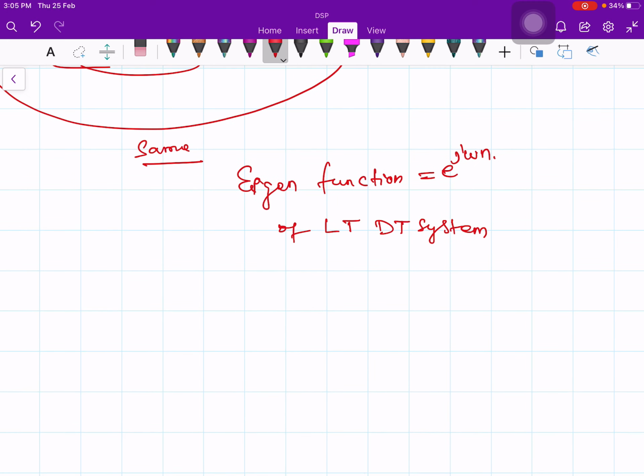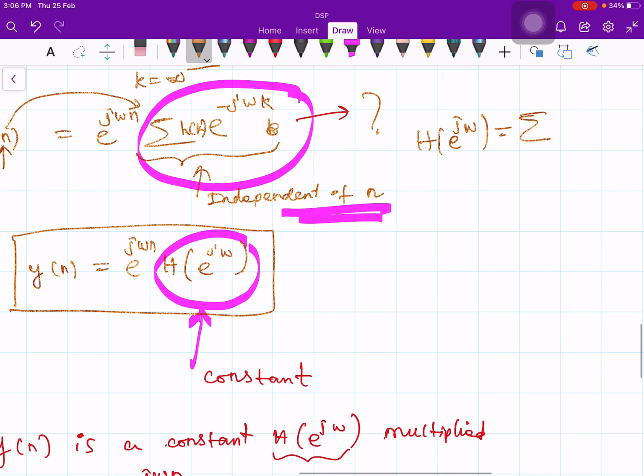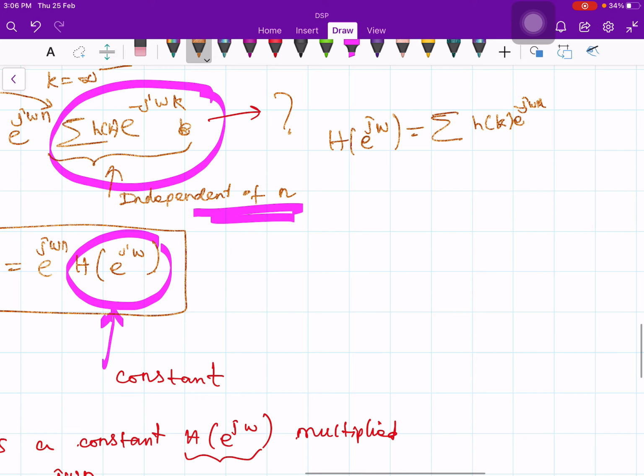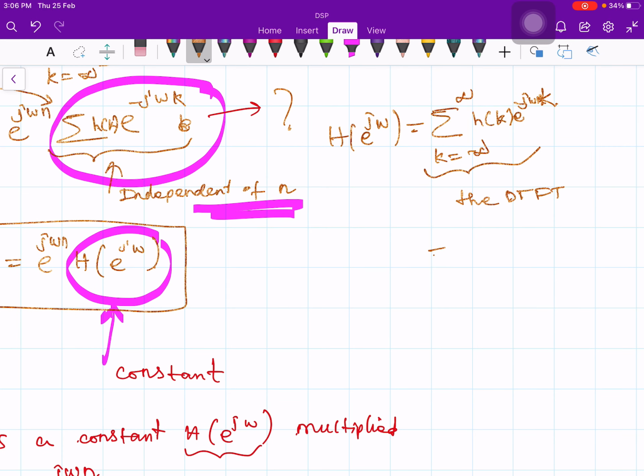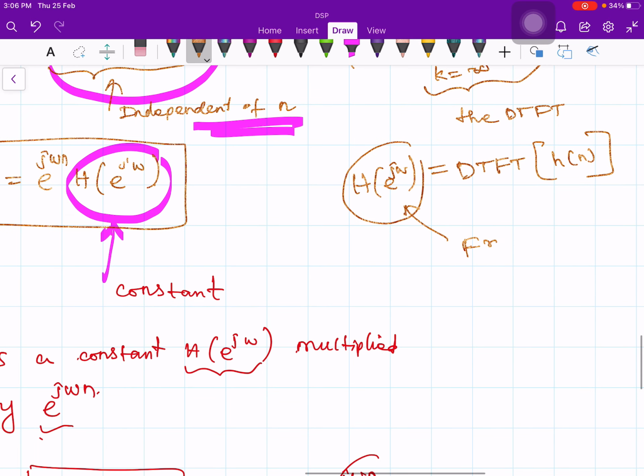Now, what is capital H of e to the j omega? This constant is summation of h of k e to the minus j omega k. Don't you see, this is precisely the definition of the DTFT, the discrete time Fourier transform. Therefore, capital H of e to the power j omega is equal to the discrete time Fourier transform of the impulse response h of n. Therefore, this capital H of e to the j omega is known as the frequency response of the system.